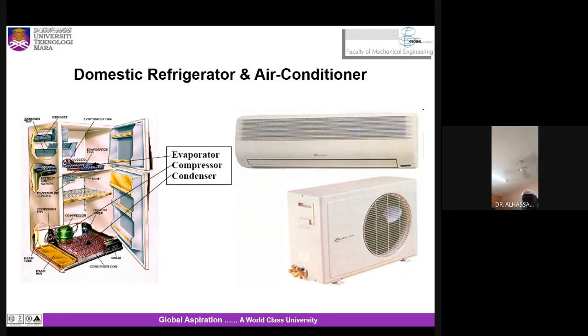See, this is a basic refrigeration cycle. So this is a domestic refrigerator. Almost every household in Malaysia has a refrigerator. So this is the basic component of a refrigerator. And then also its application in air conditioning. Almost every house has air conditioning. Later on, when we look at air conditioning processes, you will come to understand how refrigerators and air conditioners are connected.